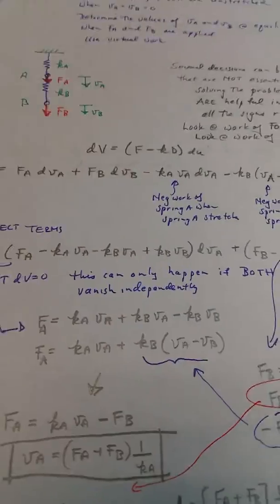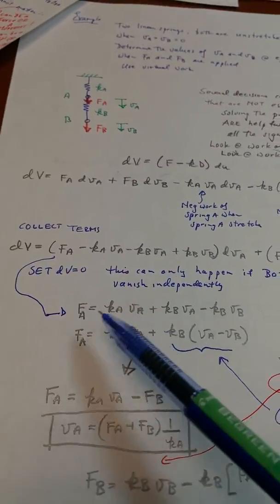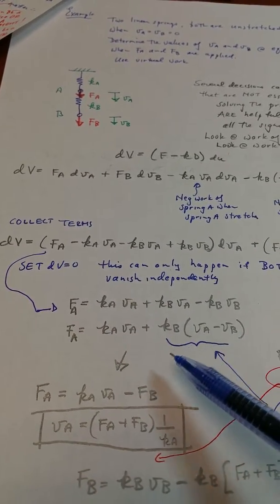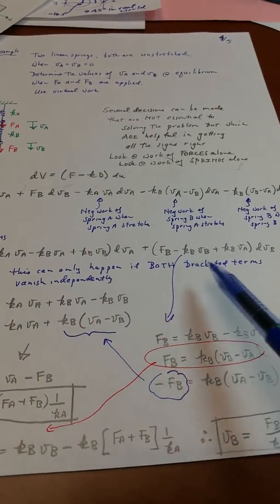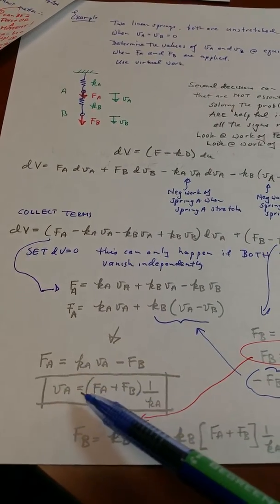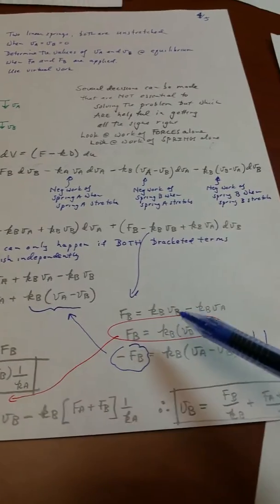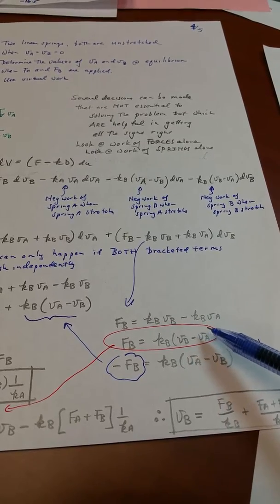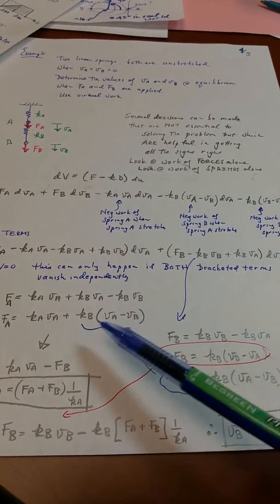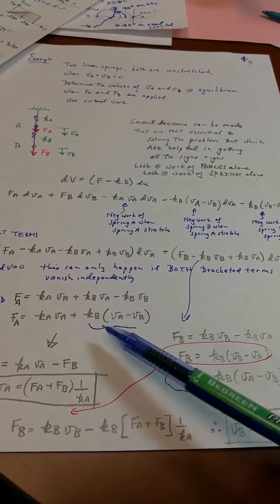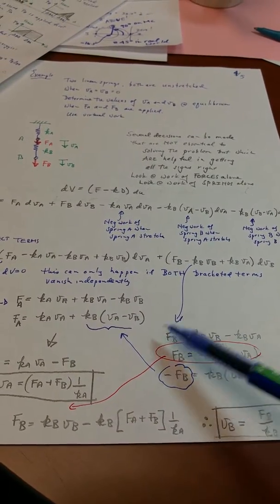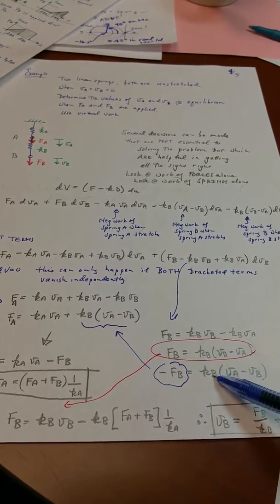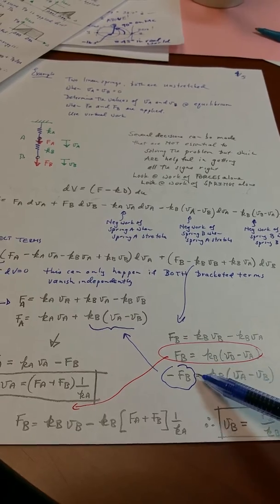So the first bracketed term is here, so I have FA, and I just did a little bit of algebra to simplify this. Then I went to the second bracketed term, right here, the second bracketed term. FB is KB VB minus KB VA. And what I noticed is I could do a little substitution here, except I just have to make a minus sign, and then it's going to look like this. So I have minus FB is KB times VA minus VB, and I could pop that into here.